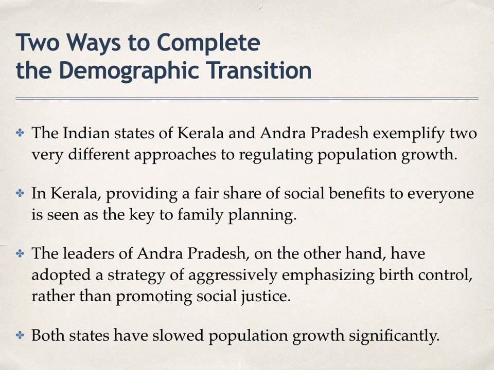The Indian states of Kerala and Andhra Pradesh exemplify two very different approaches to regulating population growth. In Kerala, providing a fair share of social benefits to everyone, socialism, is seen as the key to family planning. This social justice strategy assumes that the world has enough resources for everyone, but inequitable social and economic systems cause maldistributions of those resources.